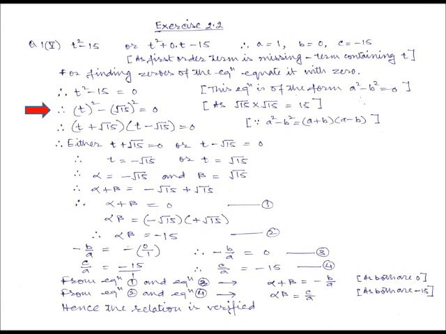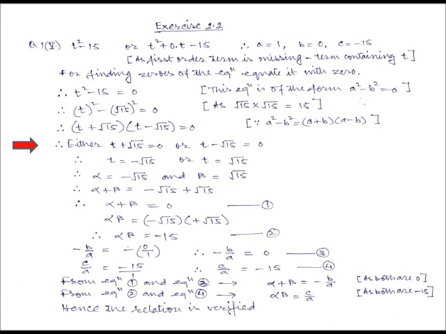Therefore, the factors of the equation will be t plus under root 15 into t minus under root 15 is equal to 0. Applying the identity a square minus b square is equal to a plus b into a minus b. When product of two numbers is equal to 0, either the first should be 0 or the second should be 0. Therefore, either t plus under root 15 is equal to 0 or t minus under root 15 is equal to 0.